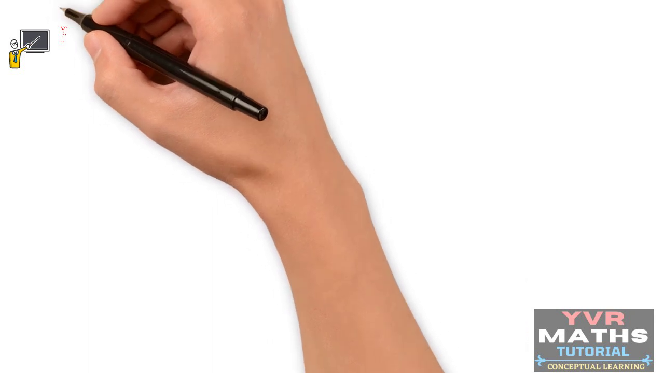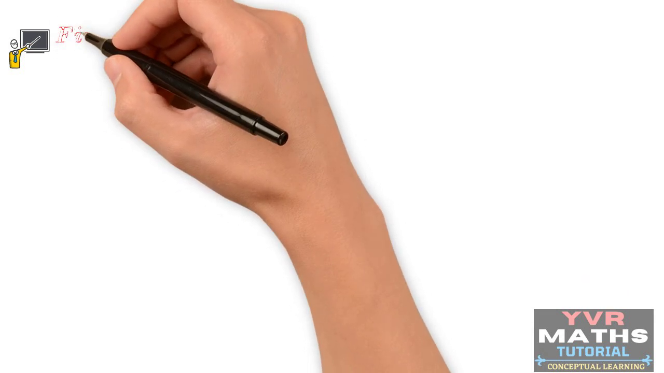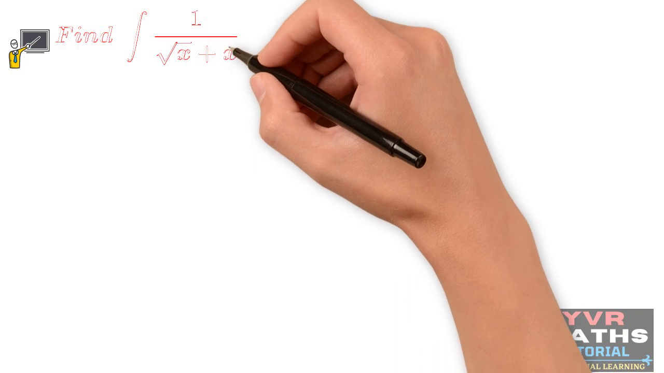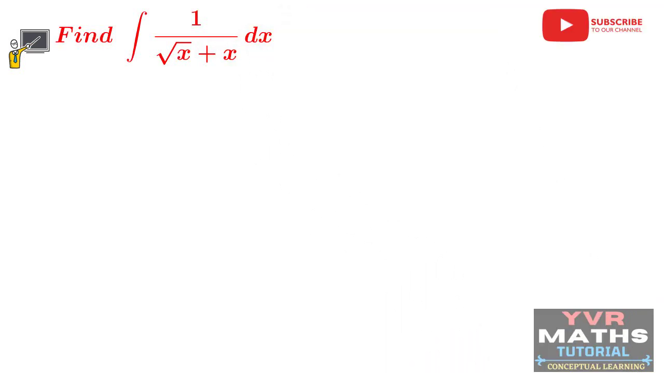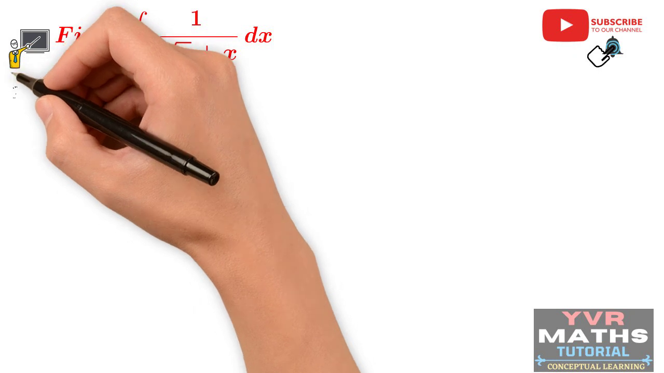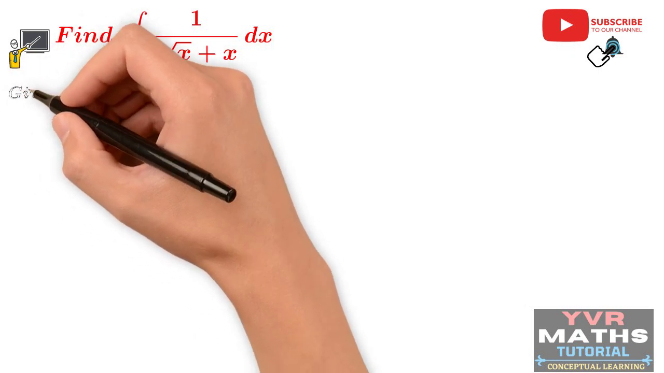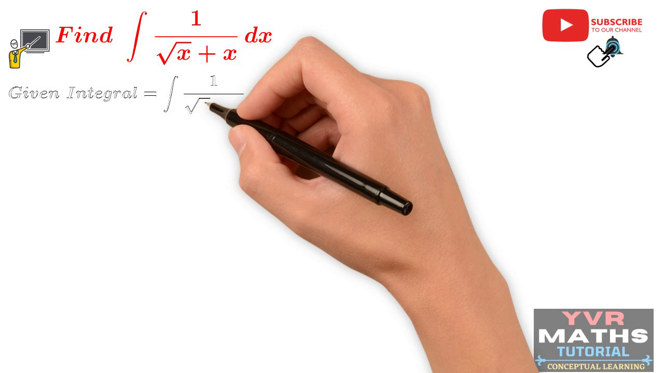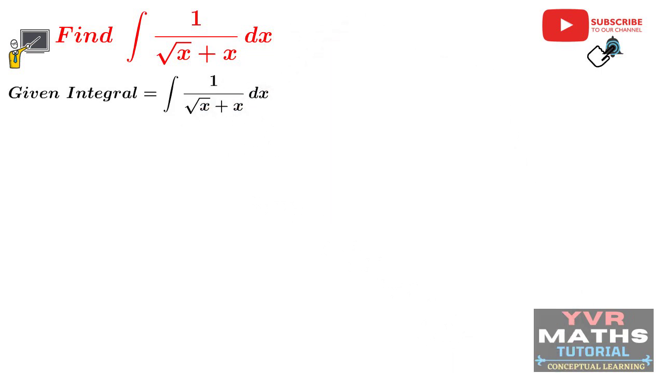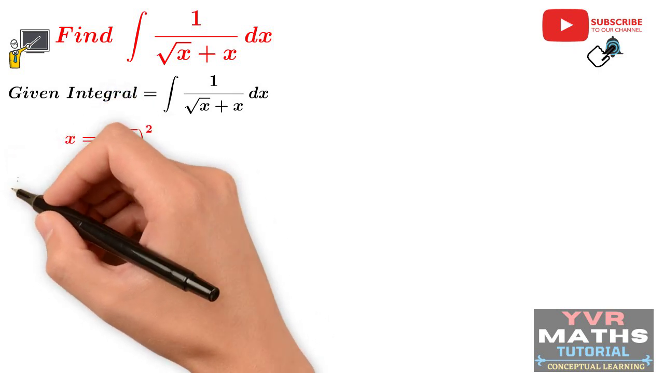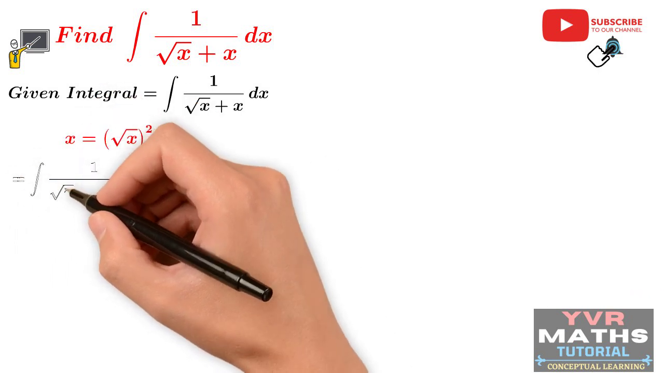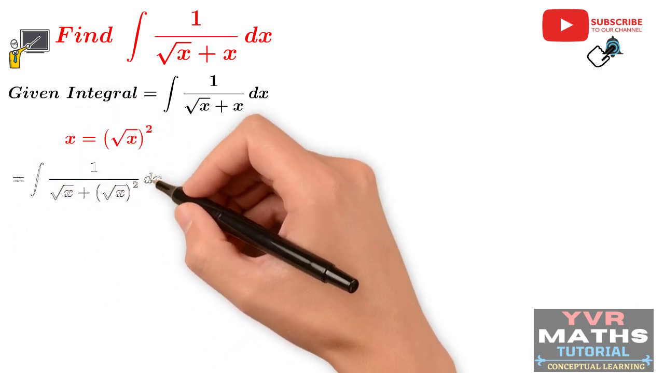Let us discuss one more problem. See here, find the integral of 1 by (root x plus x) dx. Let us discuss the solution of this one. Given integral is equal to the integral of 1 by (root x plus x) dx. Now, in the given integrand, from the denominator, the second part is x. So, x can be written as (root x) whole square. If you write x is equal to (root x) whole square, then what we will get? See here in the next step. Integral of 1 by (root x plus (root x) whole square) dx.